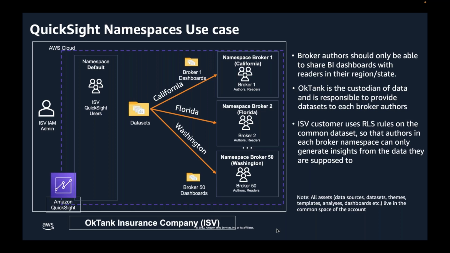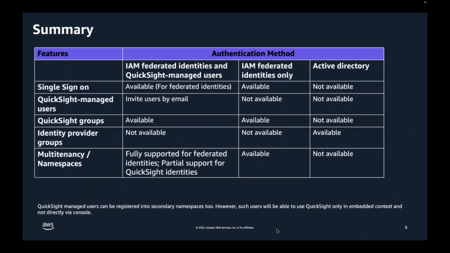And the last slide I have is, so I touched over quite a few things. So I wanted to have the summary table to present a whole view of what we have talked about, and what the various options available are. So three authentication methods, as I showed. I showed the setup screen as well. IAM federated identities, AD, and then IAM federated with QuickSight users. Single sign-on, which is not available in Active Directory, but it's available with the other two options.